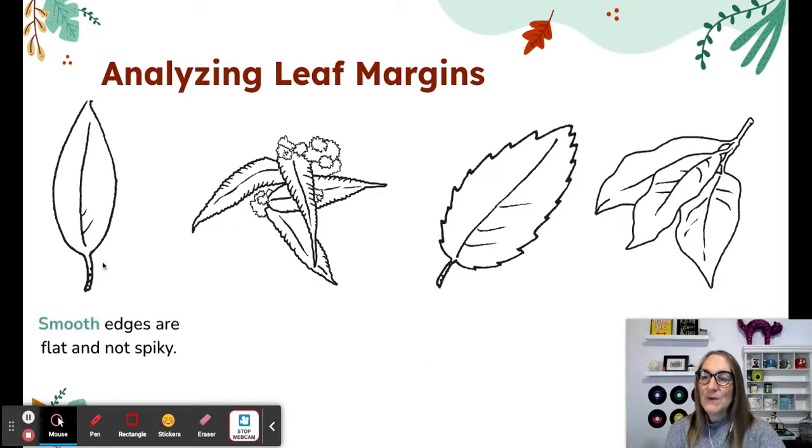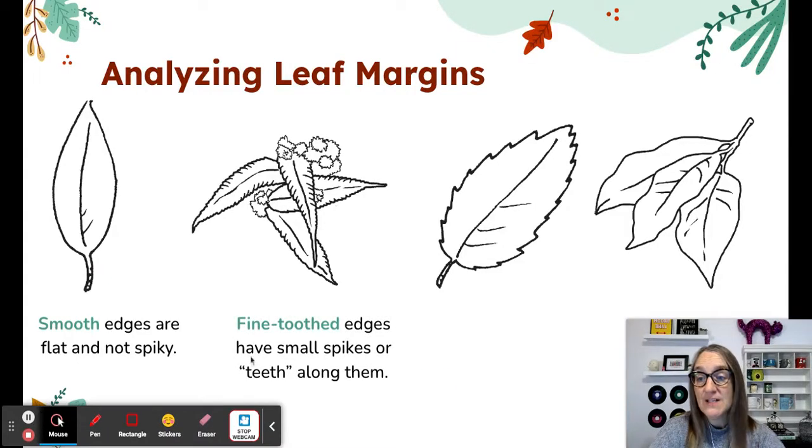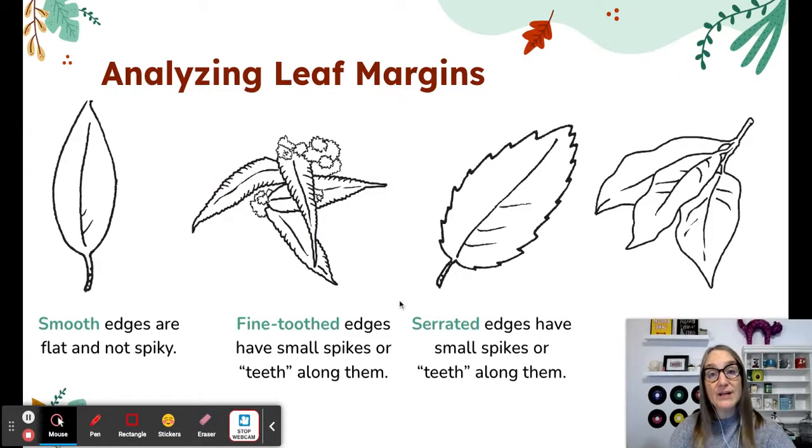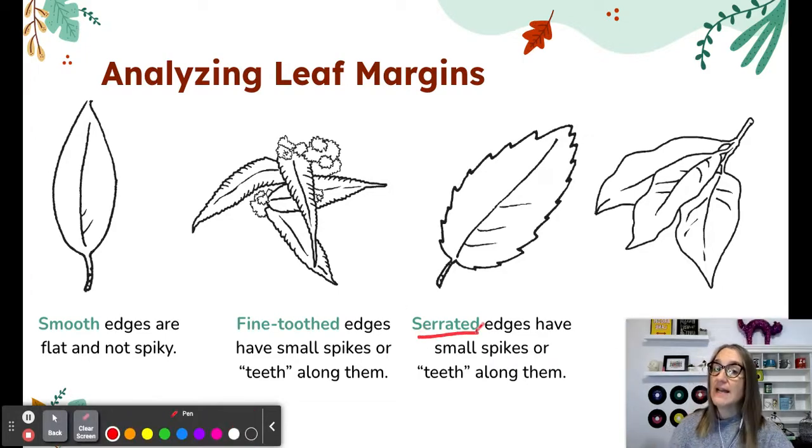Now, we're going to look at leaf margins, or the edges of the leaves. Smooth edges are flat and not spiky. I don't think I need to spend too much time explaining that. It's pretty self-explanatory. Fine-toothed edges have small spikes or teeth along the edges. So the margins of some leaves have very tiny little pointy teeth along the edges of them, and we call those fine-toothed edges. Other leaves have bigger teeth or spikes along the edges, and we call these leaves serrated because they are serrated. That's what the word serrated means.